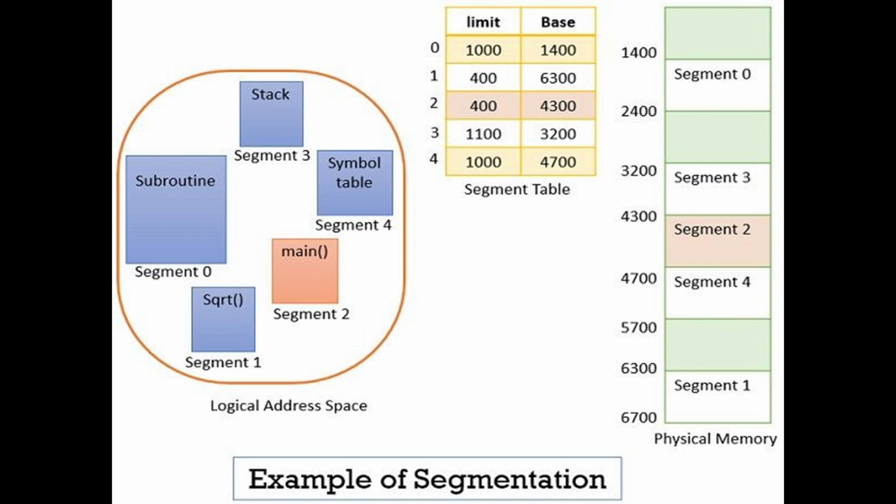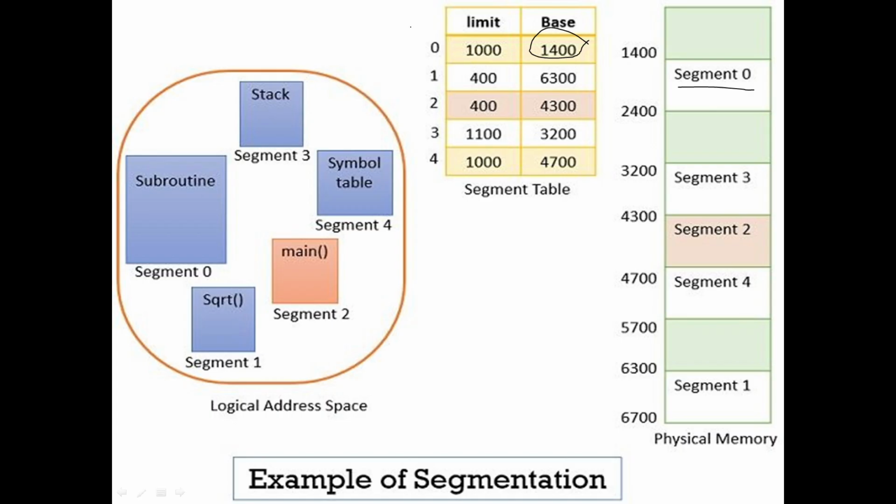For segment 0, the base is 1400, and the limit for segment 0 is 1000. So segment 0 is stored in physical memory from 1400 to 2400. Segment 0's base address is 1400 and limit is 1000, so base and limit are added: 1400 plus 1000.